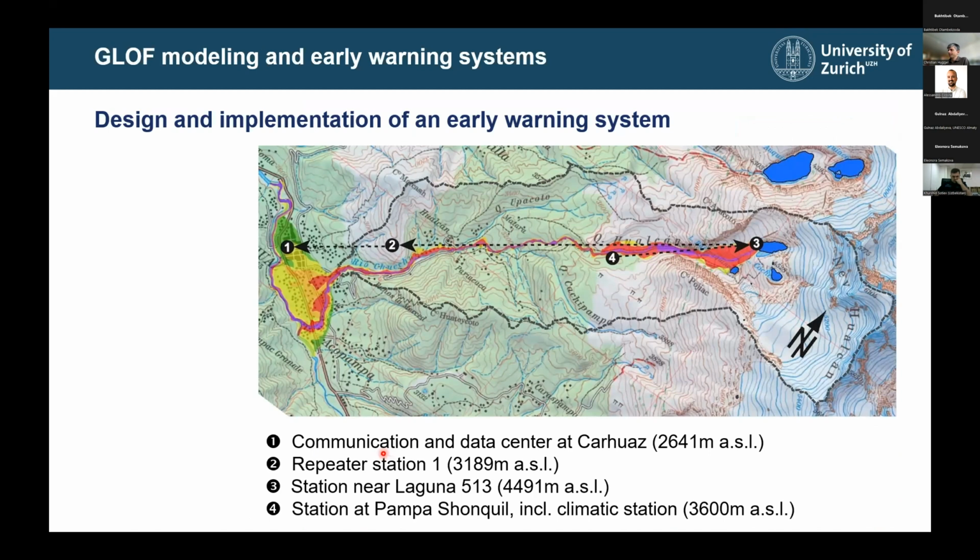This is an example. For instance, you have here meteorological stations, cameras, pressure sensors in the lake, etc. The data is then transmitted to the city. Hazard and risk analysis and mapping is one of the important components of an early warning system. For instance, here this is the data and communication center in the town. Obviously it's very important that this is located in a safe place, green here. We have seen cases where such operational centers are located in a high hazard zone, which is of course not a good thing.